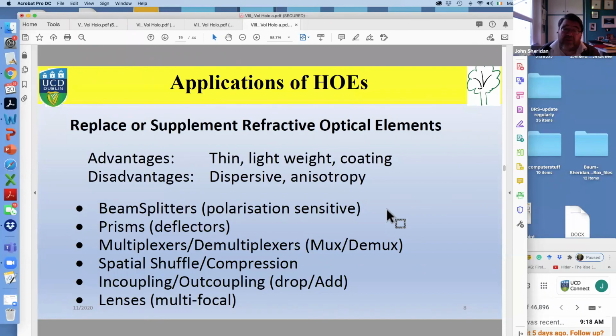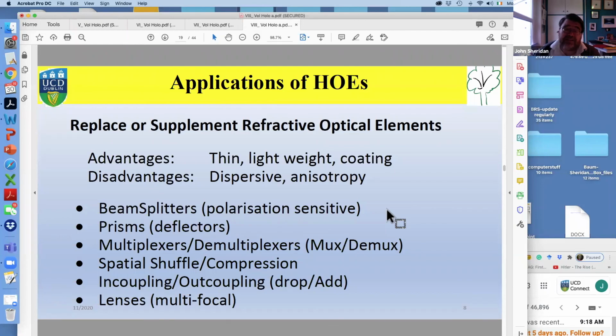Now, with the diffractive elements, we've talked about stacking diffractive elements to actually reduce the dispersion, to make them more achromatic. There's also the issue of anisotropy. You may want something which is polarization selective, but if you don't want that, then it will be a disadvantage to the holographic optical elements. So whether you see something as an advantage or disadvantage very much depends on your application.